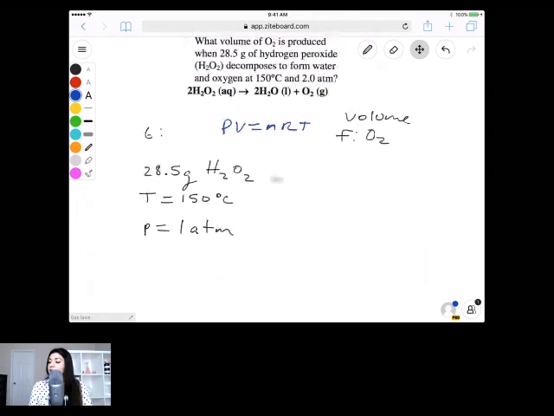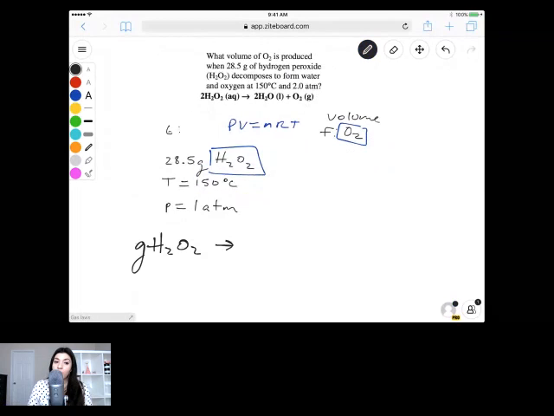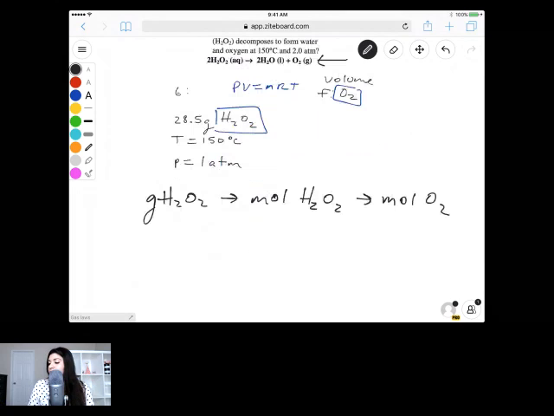We want O2. So because we don't have the proper compound, we first have to do a moles-to-mole ratio, because a moles-to-mole ratio is what we use when we're trying to change our compounds as a whole. So in our case, you'll see the first step is to convert our grams of hydrogen peroxide to moles of hydrogen peroxide. And then we will use this nicely balanced equation to get to moles of O2. We have to do that in the very, very first step before we use the ideal gas law. So in our case, let's do 28.5 grams of H2O2.